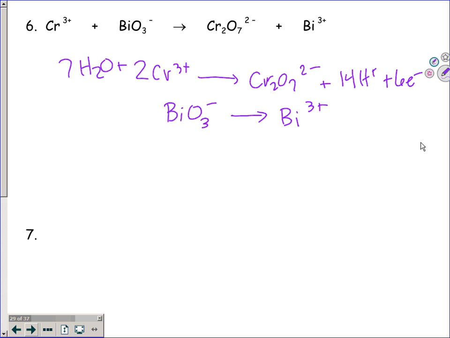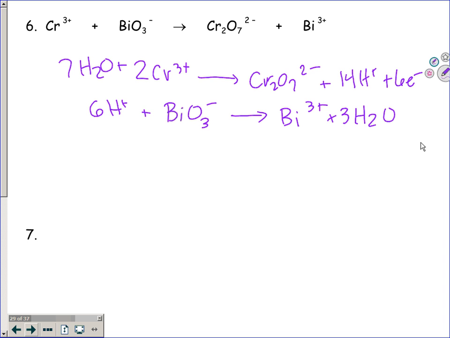So what do I need? Where do I add my waters? Okay, 3 on the products, and then I add whatever here. 6 H pluses. Bi, O's, and H's are fine. Now I do charge balance. So net charge, 5 plus here, 3 plus.